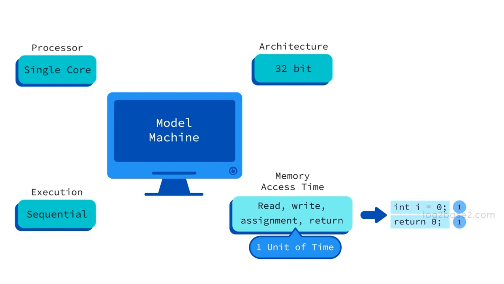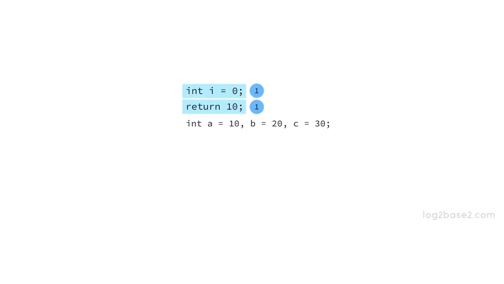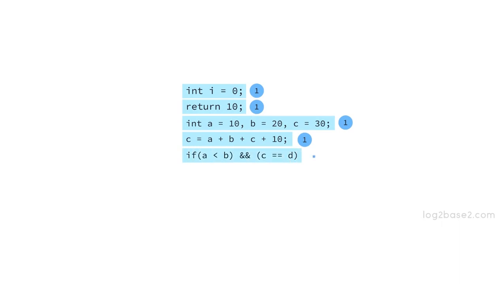And to make the analyzing even simpler, we can make the assumption that every simple statement takes 1 unit of time. For example, this is a statement with 3 assignments, but still we can assume it takes 1 unit time as it is a simple statement. See another statement here. Here we have multiple arithmetic operations, but again by our assumption it takes 1 unit of time. Similarly, this statement will also take 1 unit of time. So that is our model machine.